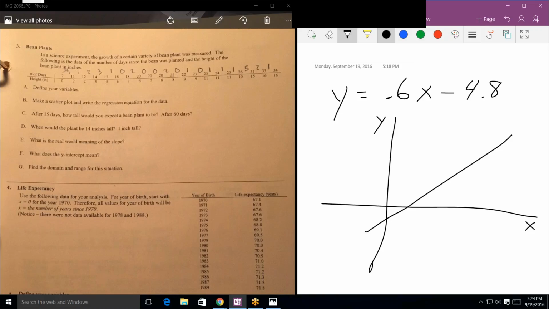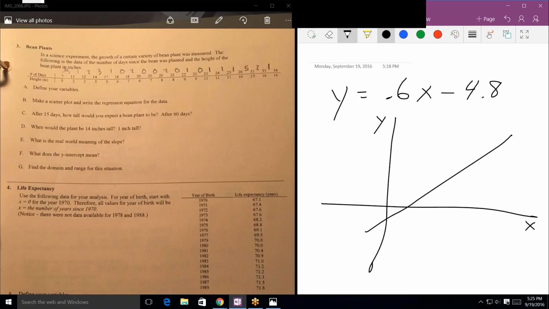In other words, up here, after 30 days, it's grown 15 inches. So it grows about a half an inch per day, if I look at these bigger numbers. That's the real world meaning of slope for this case: how much it grows per day. If you're planting beans, that's a key thing you want to know. It may not grow exactly a half an inch per day, but it's going to average growing a half an inch per day.